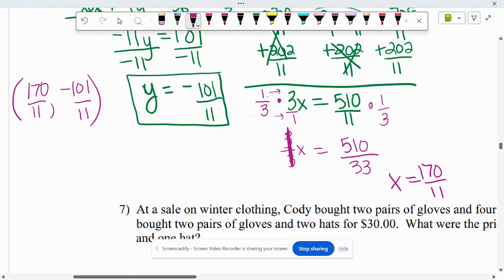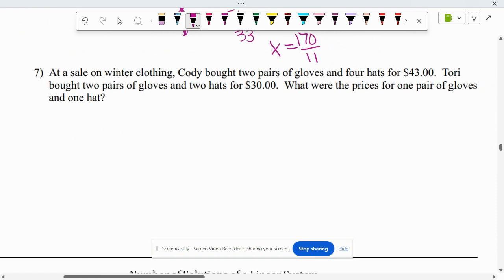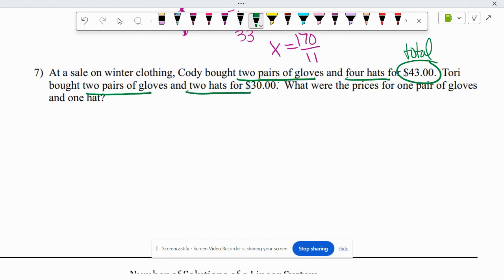I want to do this word problem because I promised you we're going to do a word problem every day till you feel comfortable about it. So I need someone to read because I need to take a drink. Reader, anyone, go. At a sale on winter clothing, Cody bought 2 pairs of gloves and 4 hats for $42. Corey bought 2 pairs of gloves and 2 hats for $30. What were the prices for 1 pair of gloves and 1 hat?